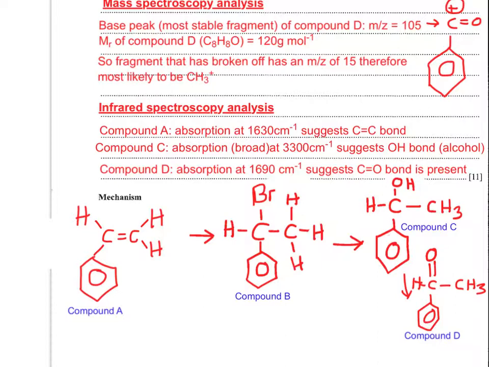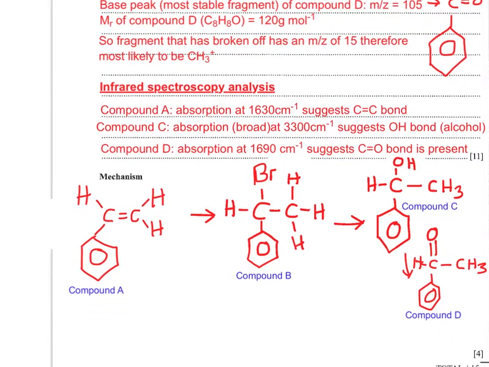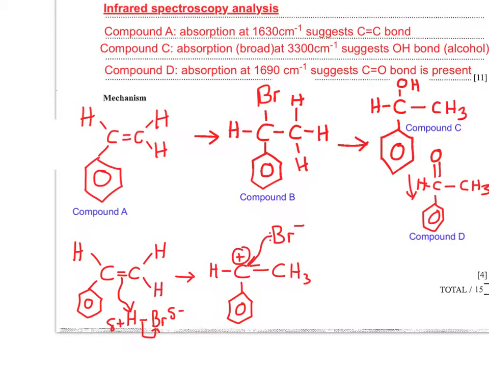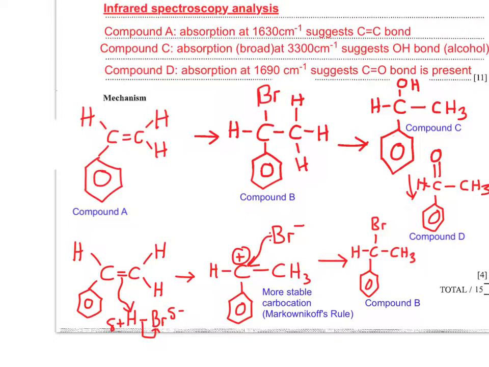So what they did also ask us to do is a mechanism, and it was the mechanism for the conversion of compound A into compound B. So moving it down a bit, I can just pop that in at the bottom left-hand corner. So just at this second stage here, it's worth pointing out this is the more stable carbocation, according to Markovnikov's rule. So obviously the final product that we get, the most likely product, is compound B.